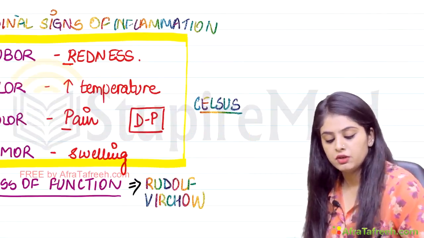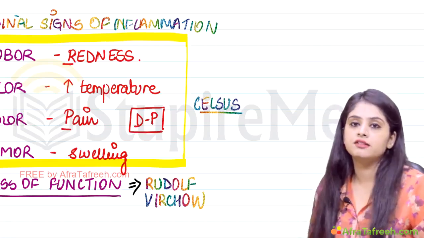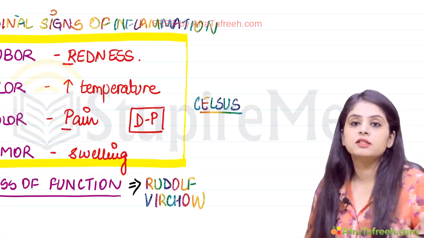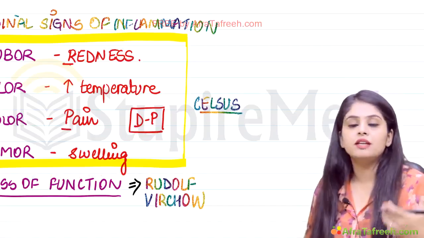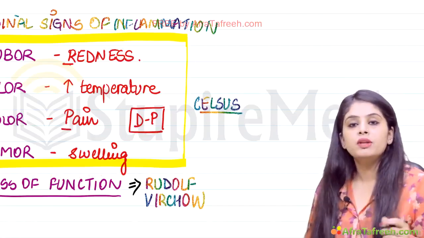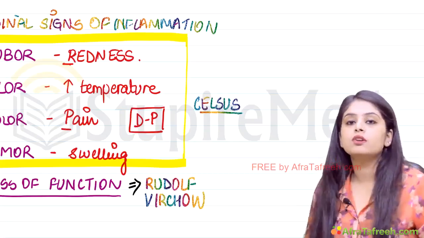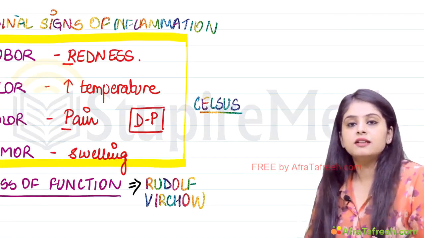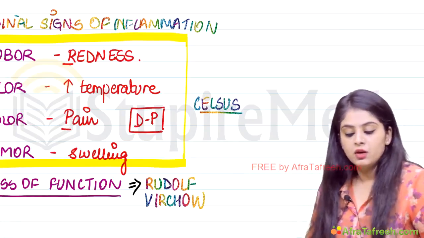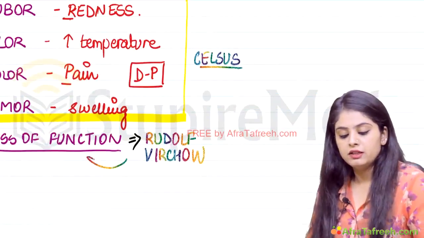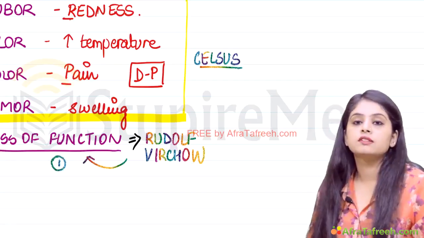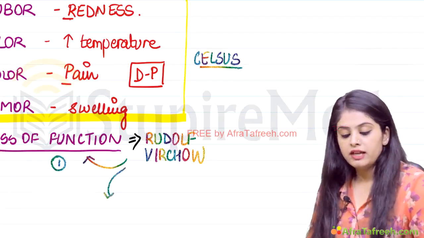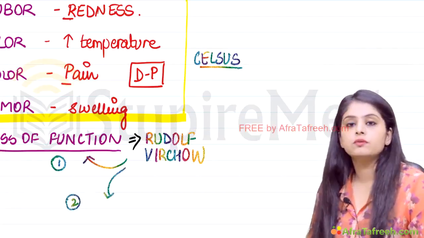Sir Rudolf Virchow gave us the fifth cardinal sign. Now students, since we are talking about such a famous scientist who has contributed immensely to the subject, we must note down his other contributions so that whatever collateral questions we have regarding the scientist, we should finish off over here. One contribution you've done: Sir Rudolf Virchow gave us the fifth cardinal sign, that is loss of function. What else has he contributed?